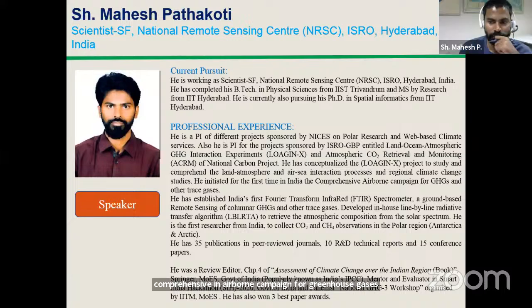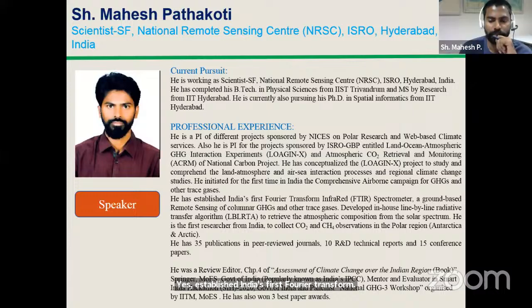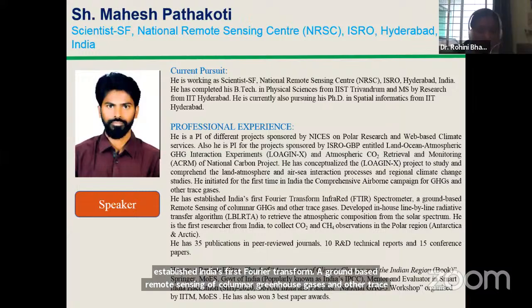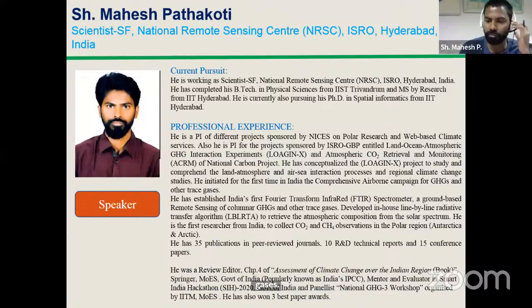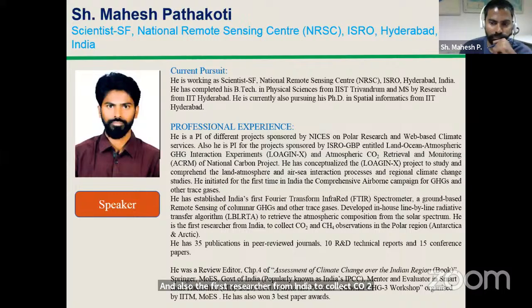He initiated for the first time in India the comprehensive airborne campaign for greenhouse gases and other trace gases. He has established India's first Fourier transform infrared spectrometer, a ground-based remote sensing of columnar greenhouse gases and other trace gases. He developed an in-house line-by-line radiative transfer algorithm to retrieve the atmospheric composition from the solar spectrum. And he's also the first researcher from India to collect CO2 and CH4 observations in the polar regions.